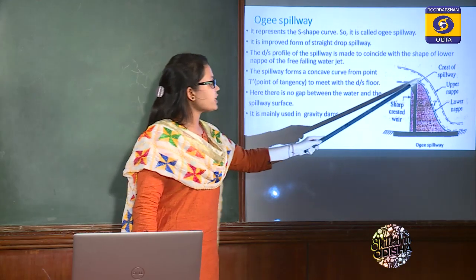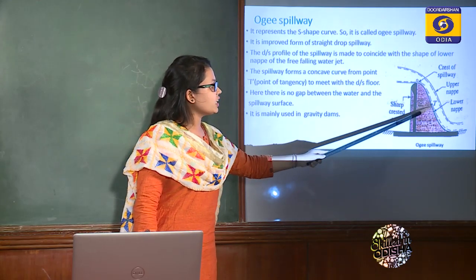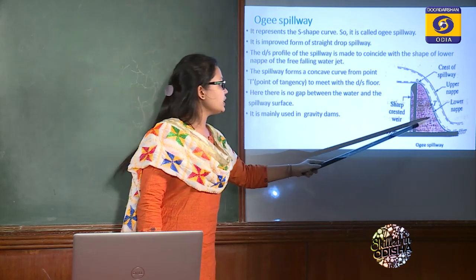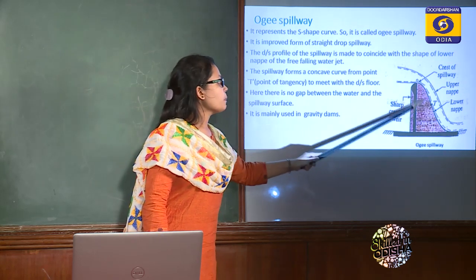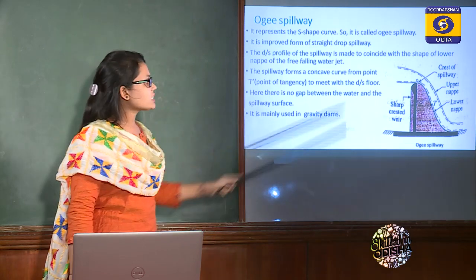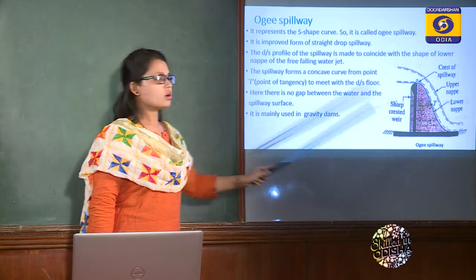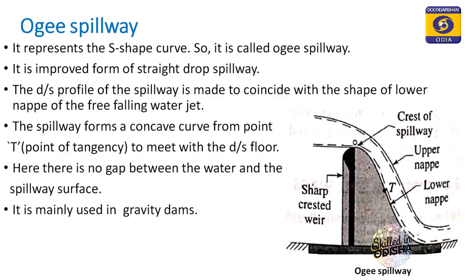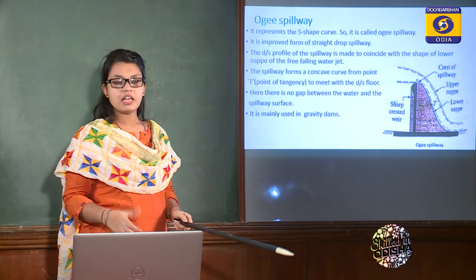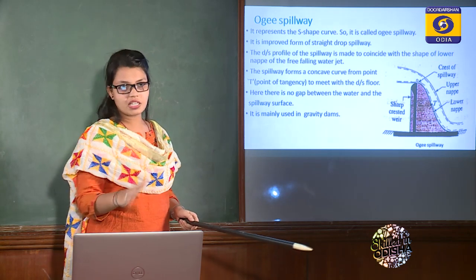There is a convex curve up to point T, and there is a concave curve up to point T. The point T is the point of tangency. So the question is, why such profile is given? Because it is improved form of straight drop spillway. So I have already mentioned what was the disadvantage of straight drop spillway. That is, it can cause erosion and scouring because of the high velocity of the falling water under gravity.